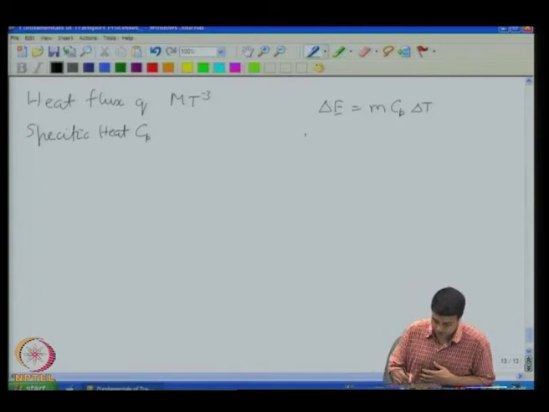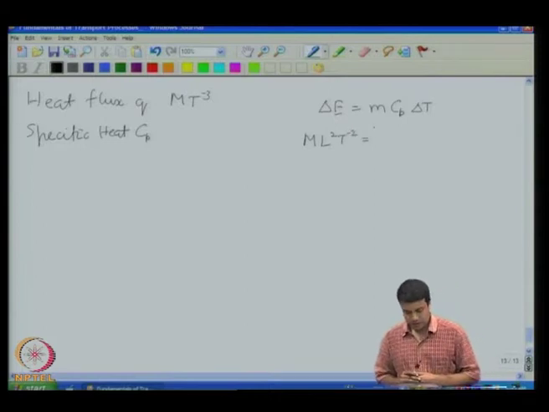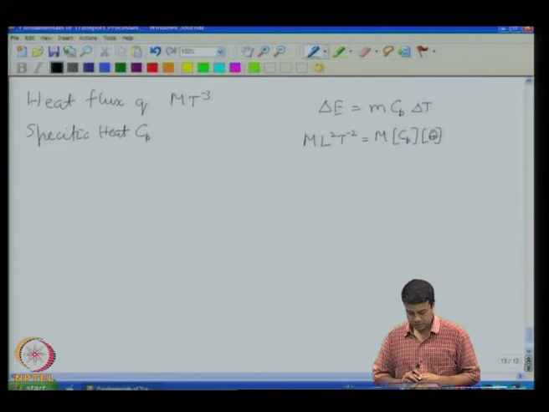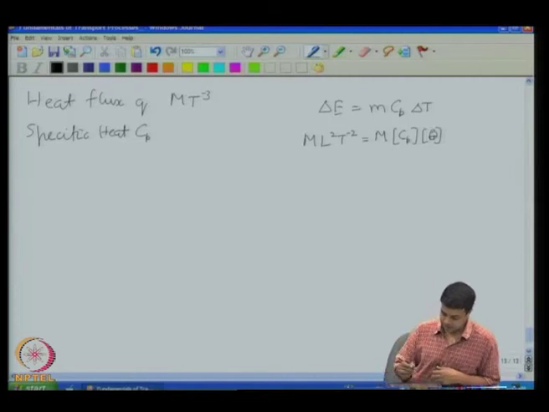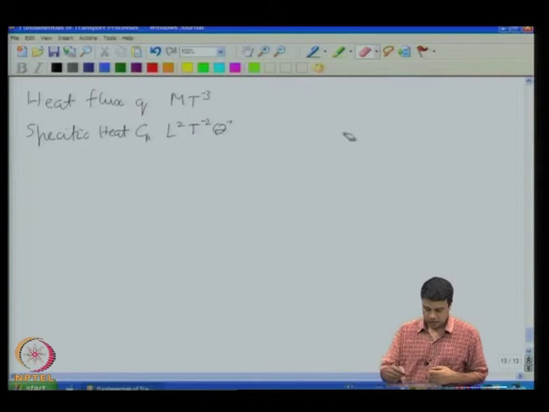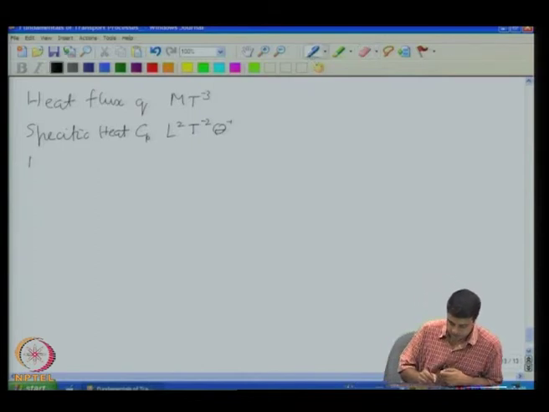The change in energy has units of energy. So it is m L square T power minus 2, which is equal to the dimension of m, which is mass, times the dimension of specific heat, times the dimension of temperature, which is theta. From this, it is easy to see that the dimension of specific heat is L square T power minus 2 theta inverse. So that is the specific heat.